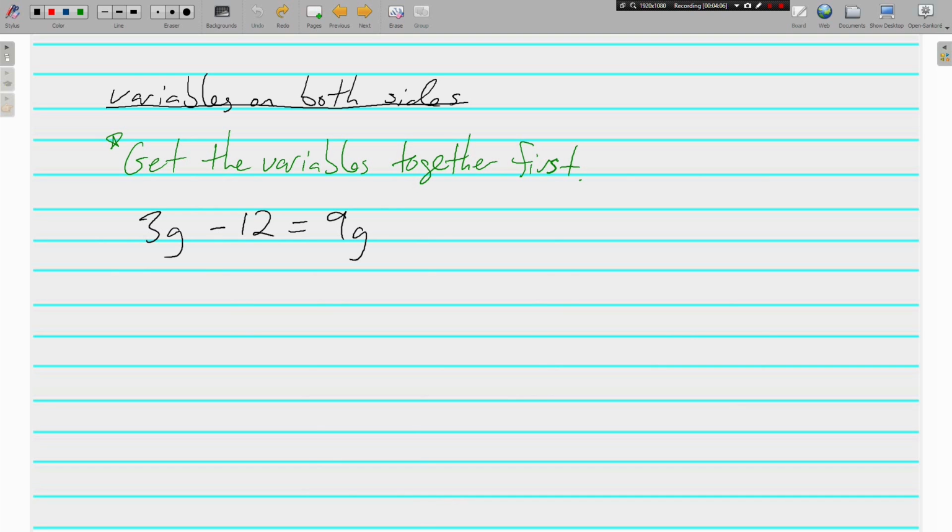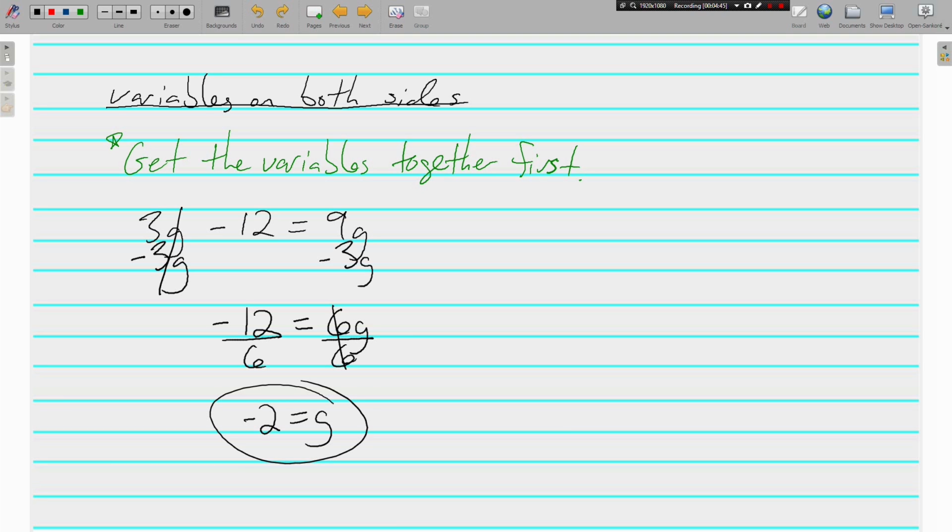Here's another example where there are variables on both sides of the equal sign. We want to get our variables together first, and no, it does not matter if you get them together on the left or the right side. So subtract 3g. What you do to one side, you must do to the other side. On the left, we now have a -12 because we're paying attention to the sign on the left. 9g minus 3g is 6g. Divide both sides by 6. -2 equals g. Alright.